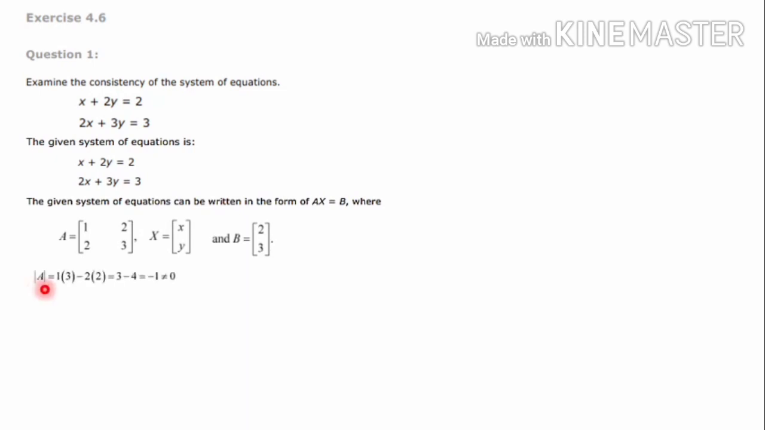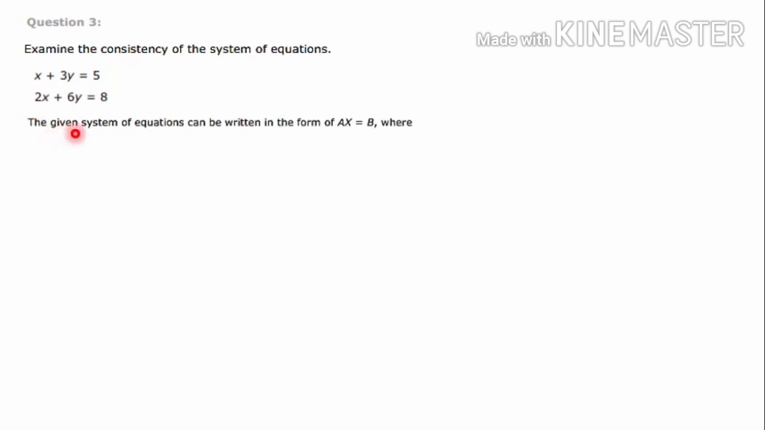Then determinant A we have to calculate. Determinant A is 1 into 3 minus 2 into 2. So 1 into 3 is 3 minus 2 into 2 is 4. So 3 minus 4 that is equal to minus 1, that is not equal to 0. So here determinant A not equal to 0. Because of that we can come to the conclusion that A is non-singular. Since A is non-singular, A inverse exists. Therefore, the given system of equations is consistent.